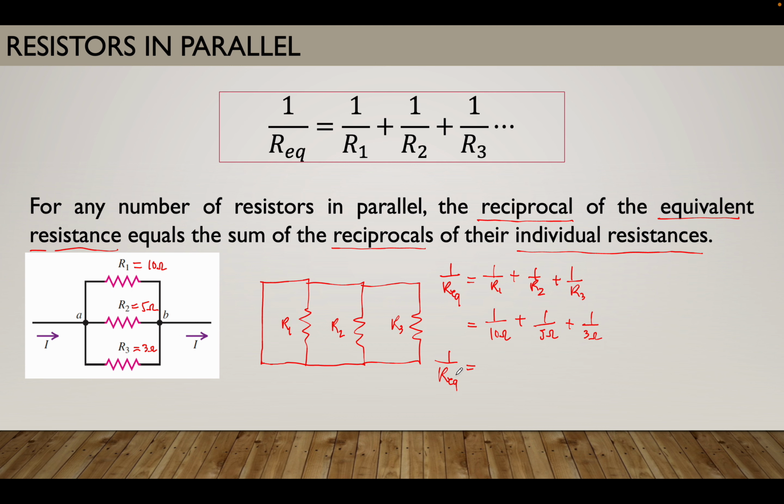So our 1 over R equivalent, or 1 over the equivalent resistance, let's try to calculate, is equal to 19 over 30.